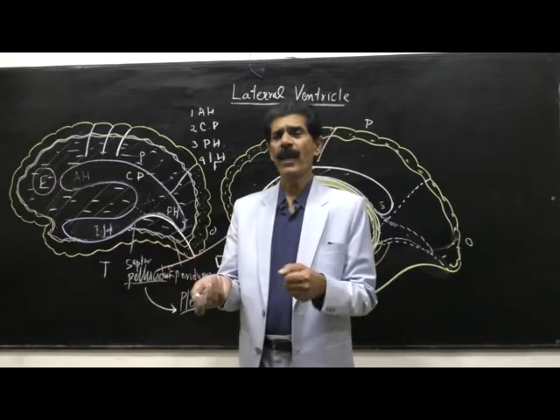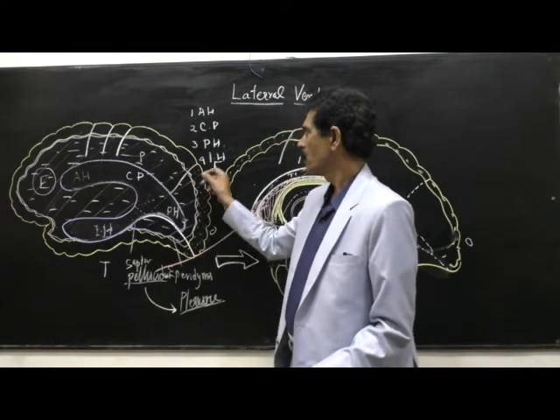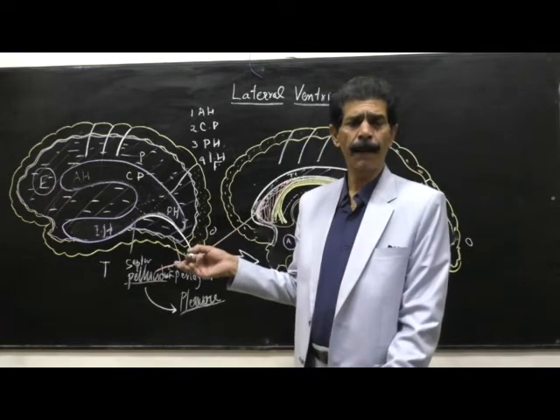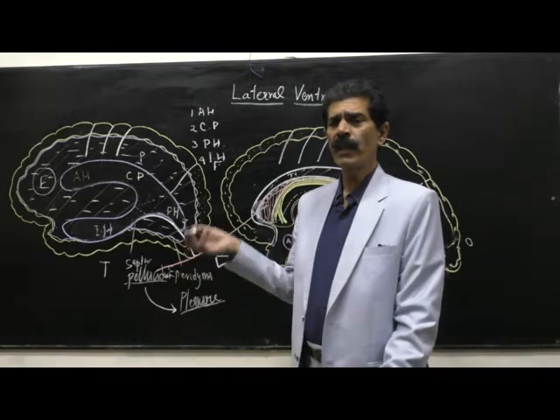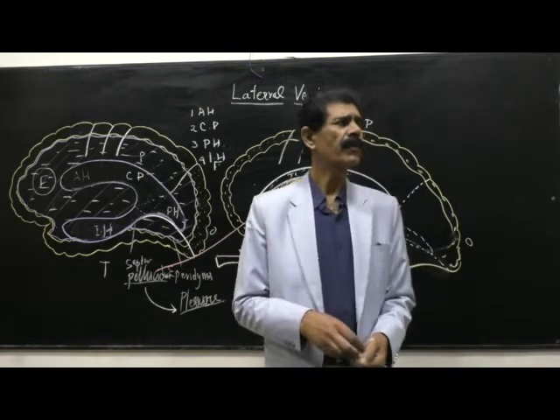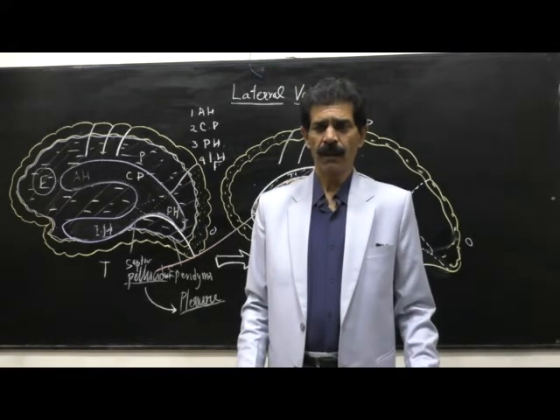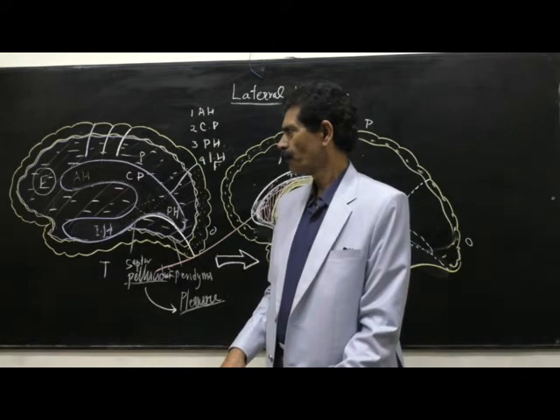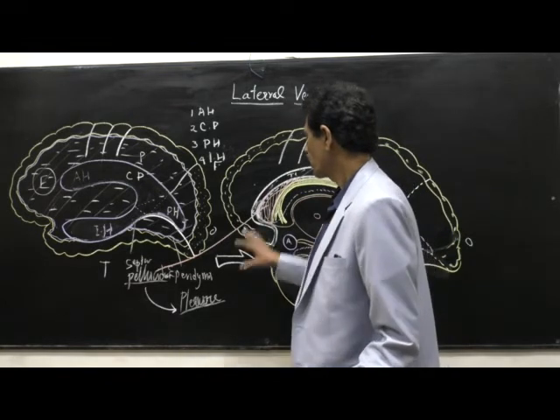So now, after this development into the four horns of the lateral ventricle, we will go systematically, one by one, to explain the different parts of the lateral ventricle. First of all, we will take the anterior horn. So the anterior horn is lying in the frontal lobe.